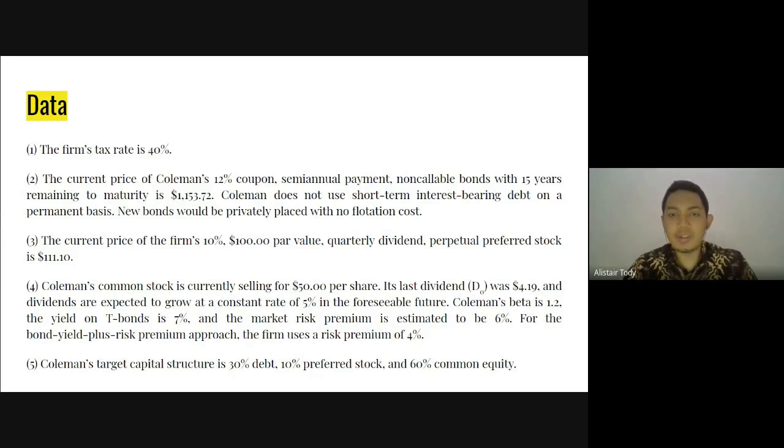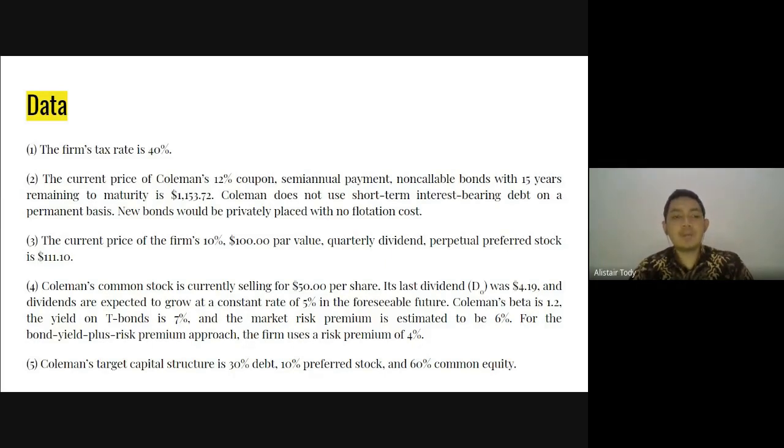The third is the current price of the firm's 10% preferred stock with $100 par value and quarterly dividend, perpetual preferred stock, which is $111. Coleman's common stock is currently selling for $50 per share. Its last dividend was $4, and dividends are expected to grow at a constant rate of 5% in the foreseeable future.